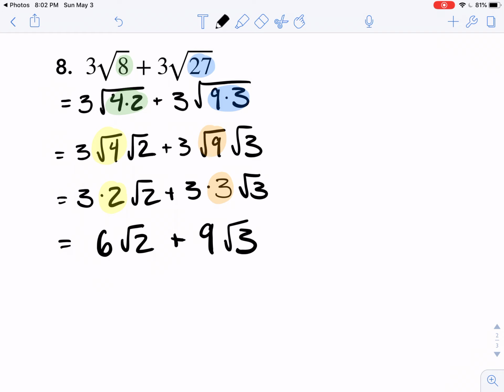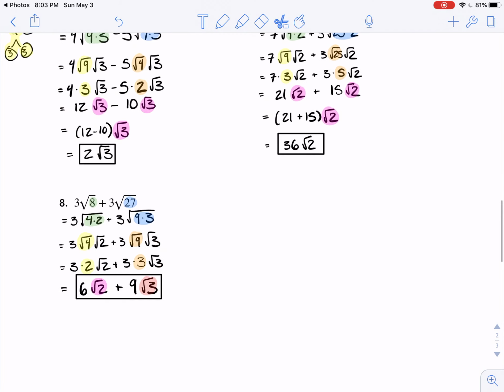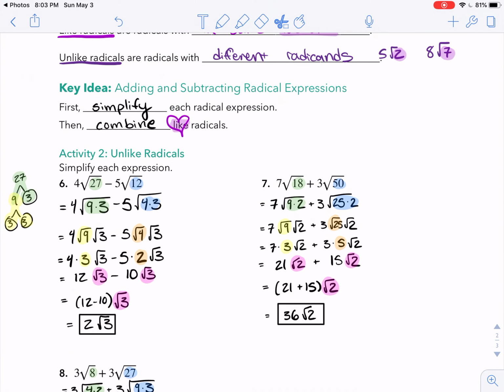Alrighty, now notice these radicands are different. The square root of 2 and the square root of 3 are different, so we cannot combine them. This is our final answer. It might not look much simpler to you, but it is simpler because we don't have perfect square factors in our radicands. So there you have it. Our 2 steps today were to simplify radical expressions and combine like radicals, because really that's simplifying, but more, and again and again.